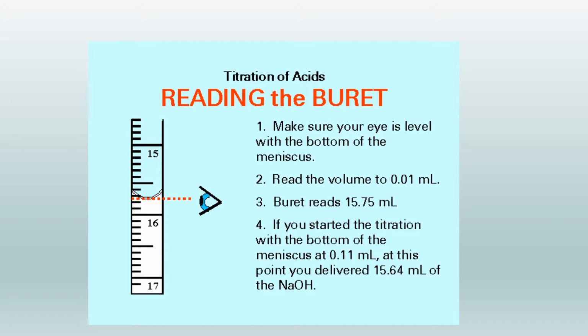Let's say this was your volume of the solution after you finished titrating. Before you started titrating, or before you started pouring out the solution, your initial volume was 0.11 milliliters. That's what you read off from the bottom of the meniscus. So, let's say we have sodium hydroxide in this burette, the final volume of that sodium hydroxide that you have used in this case will be 15.75 minus 0.11, and that gives you 15.64 milliliters.